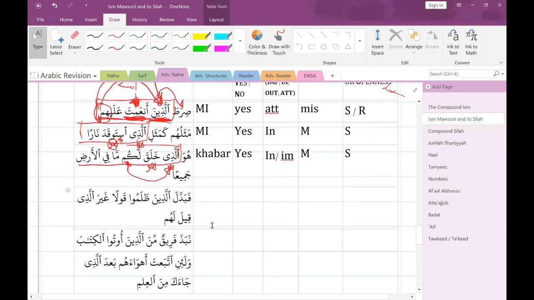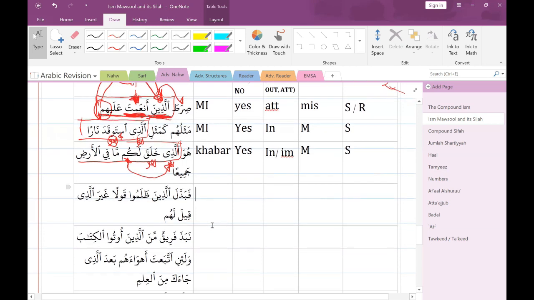And then we have the next example. فَبَدَّلَ الَّذِينَ ظَلَمُوا قَوْلًا غَيْرَ الَّذِي قِيلَ لَهُمْ. So here we have two Ism Mawsools. So we'll start with the first one and see what we're dealing with here. So الَّذِينَ ظَلَمُوا. It's like a maf'ul bihi. فبدل. So it's fa'il. Oh, it's a fa'il? Okay.